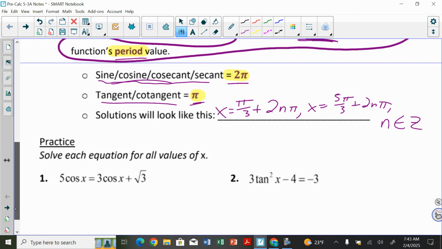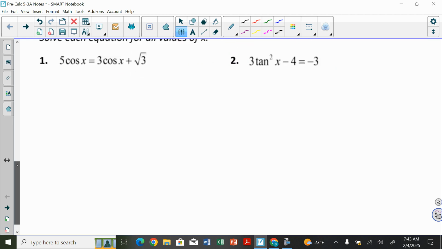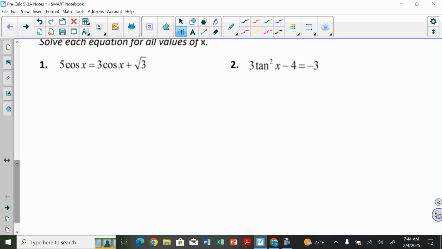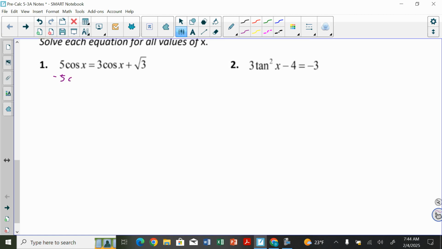All right, so let's go ahead and start solving and see how we do with this. The first one, we've got this equation. I want to isolate this thing and get those cosines on the same side. So I'm going to do that with algebra, and I'm going to subtract 5 cosine x from both sides.